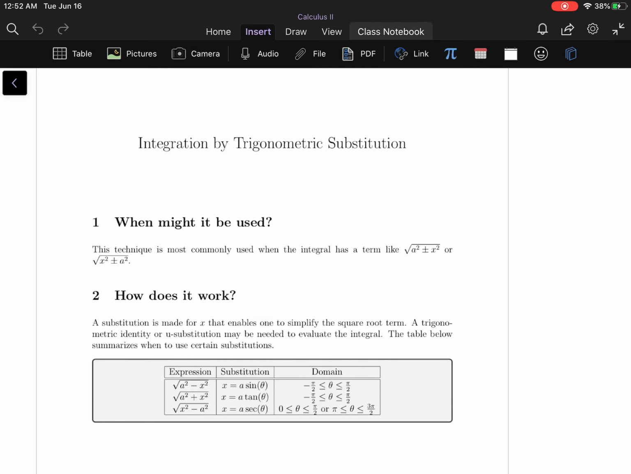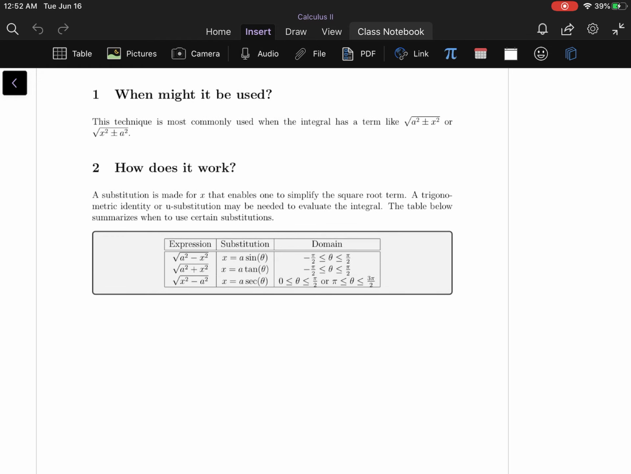This next method is integration by trigonometric substitution. You'll recognize when to use this if you have a square root of a squared plus or minus x squared, or maybe a square root of x squared plus or minus a squared term inside your integrand. And if you do have one of those, this table here shows which substitution you would want to make.